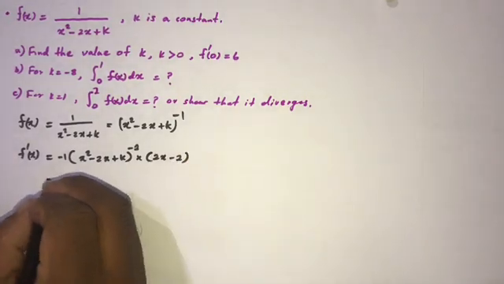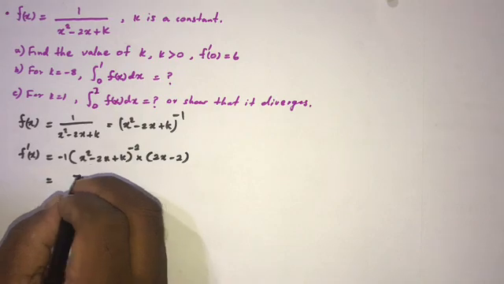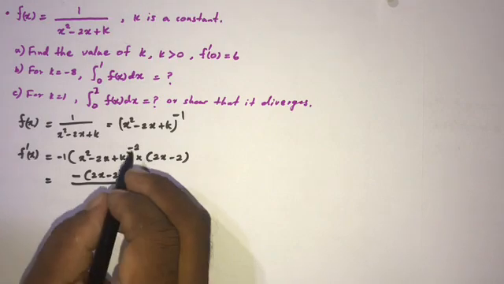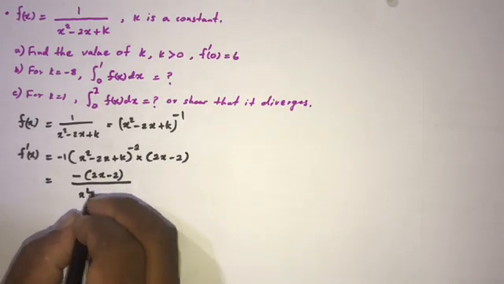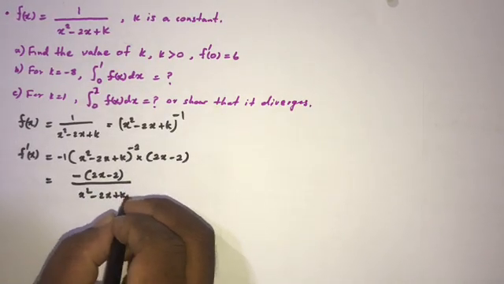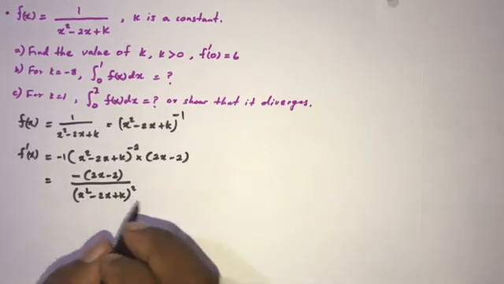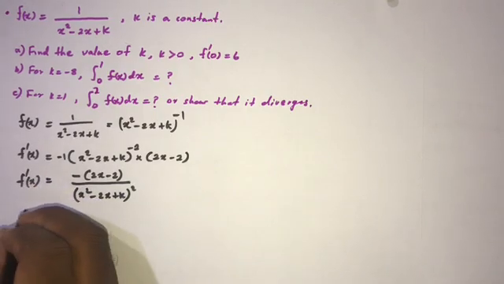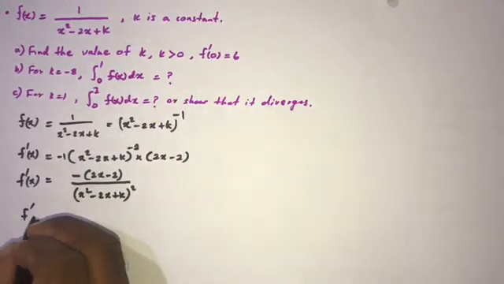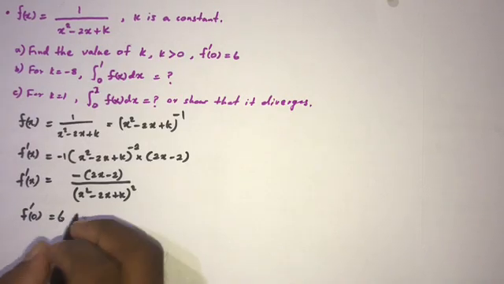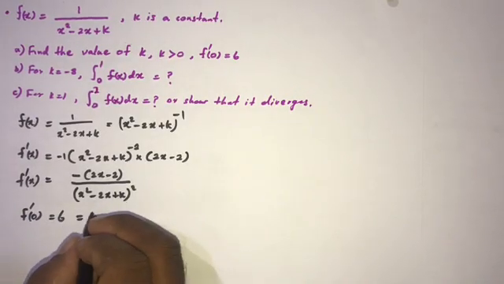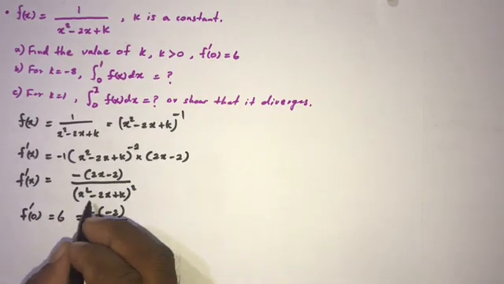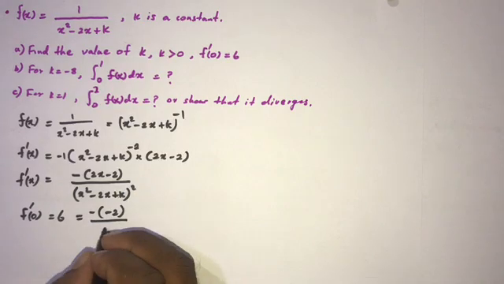Okay, now we can simplify. In the numerator we have minus 2x minus 2, over x squared minus 2 times x plus k, all squared. Okay, now we know this is f dash of x. Now we know f dash of 0 is equal to 6, and now we can plug in 0 here. So minus 2 over, here this is 0, this is 0, so k squared.